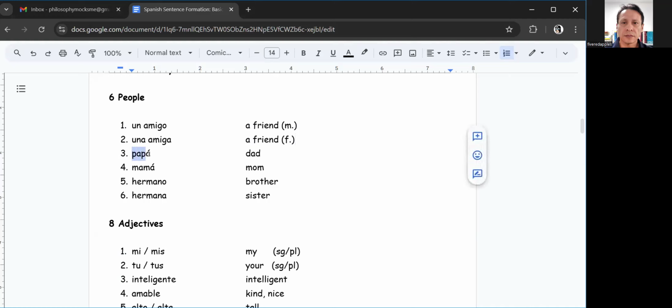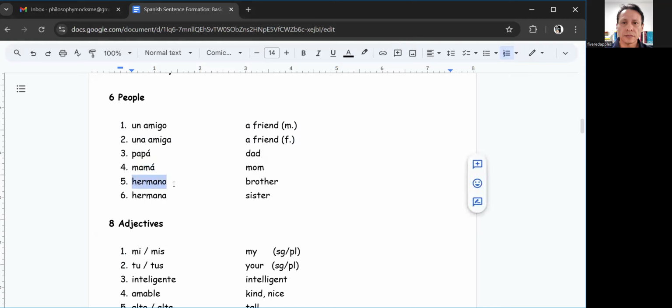Okay, this is self-explanatory. Papá. Notice the accent mark over the A. In Spanish, the stress falls on the second to last syllable, unless otherwise noted with this accent mark. So here, it's not papa, it's papá. Okay, means dad. Not father, it's dad. Padre would be father, but we're not doing that. We're just doing this. Okay, then mamá means mom.